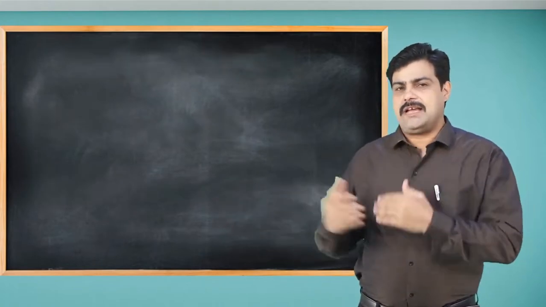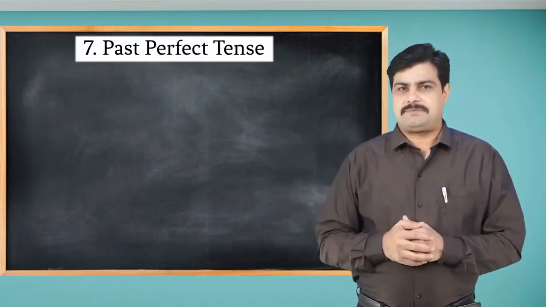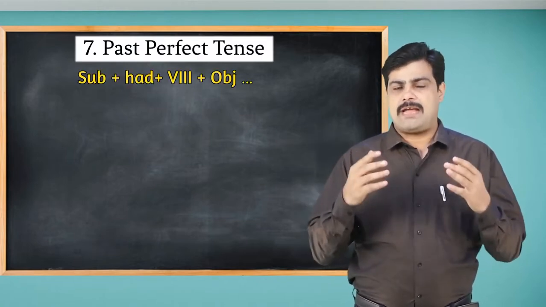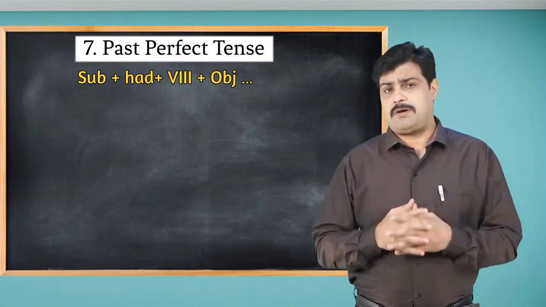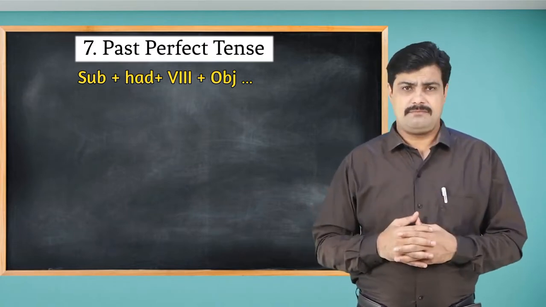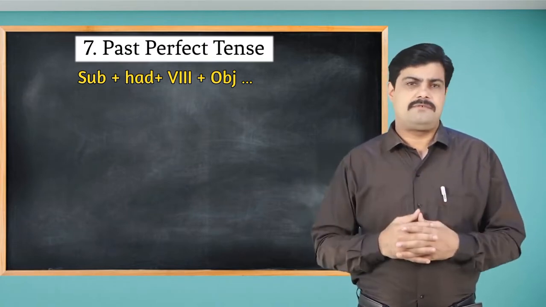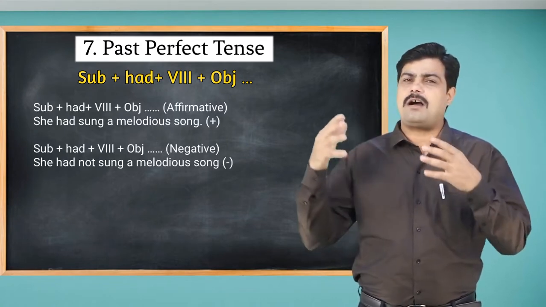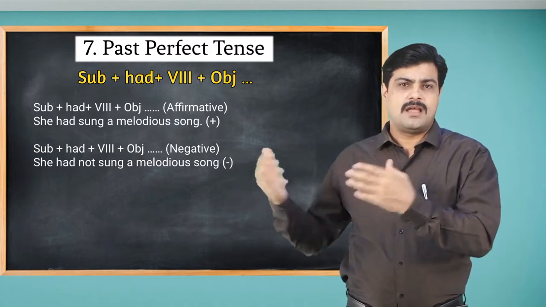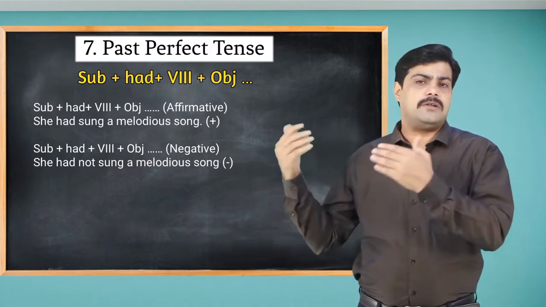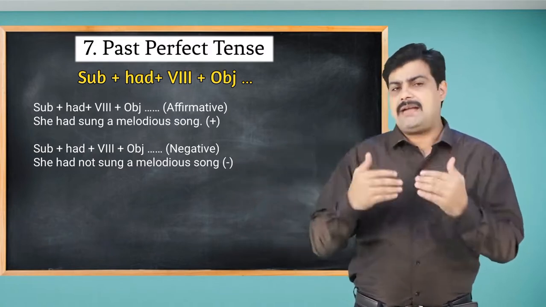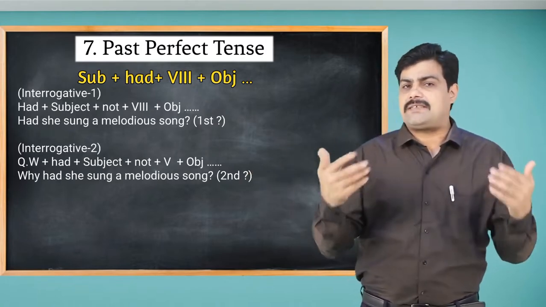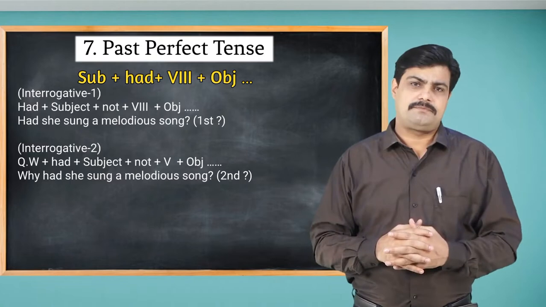Let's take the another tense, past perfect. The structure you see: subject plus had plus third form of the verb and object. This is affirmative. Let's see the sentence. She had sung a melodious song. She had not sung a melodious song. Had she sung a melodious song? Why had she sung a melodious song?